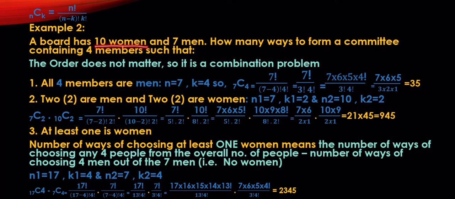So n here is 10 plus 7. I can consider 17 in some cases, if I'm talking about the total number of the population, the total number of the people. I can use 7 if I'm talking about the men. I can use n as 10 if I'm talking about the women.